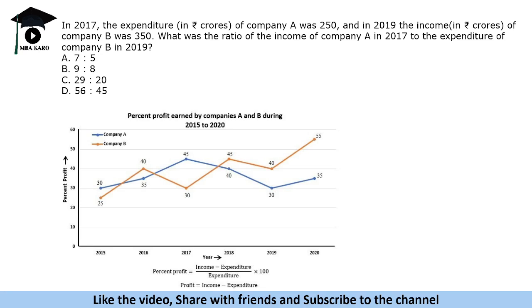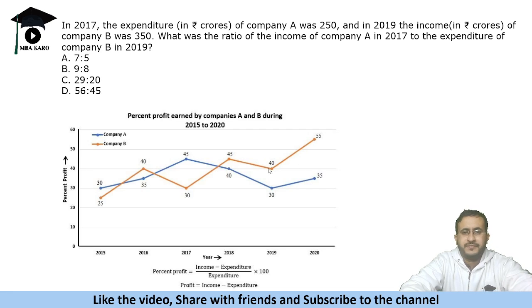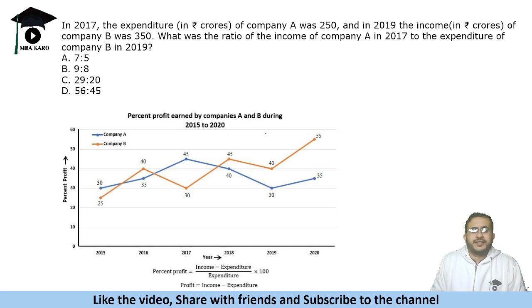All right, so here is the next set. It says that this is the given percent profit earned by companies A and B during 2015 to 20. So there are two companies, A and B, and it shows the percent profit earned by these companies, and we need to answer the questions based on it. Percent profit is income minus expenditure upon expenditure, so it is calculated on expenditure, and profit is income minus expenditure.